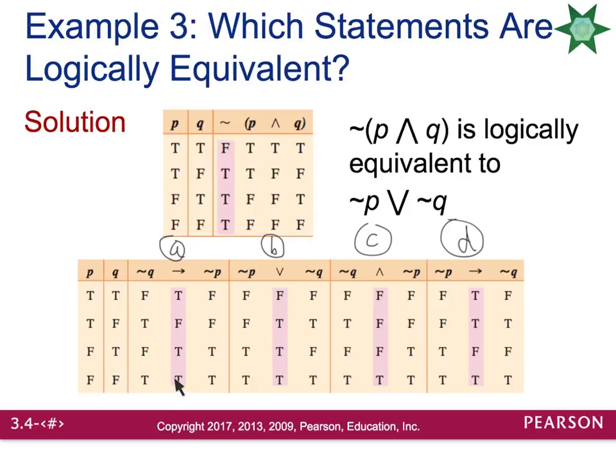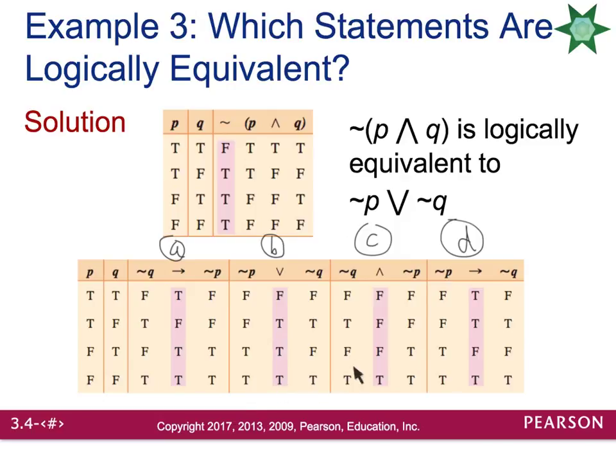Now we go to B. Again, we're carrying over negation P first, and then negation Q over here. So FFTT for negation P, FTFT for negation Q, and we're taking an or. Remember, we just have to have one true to be true. No true, so that's false. One true, so it's true. One true, so it's true. And then both true, it's true.